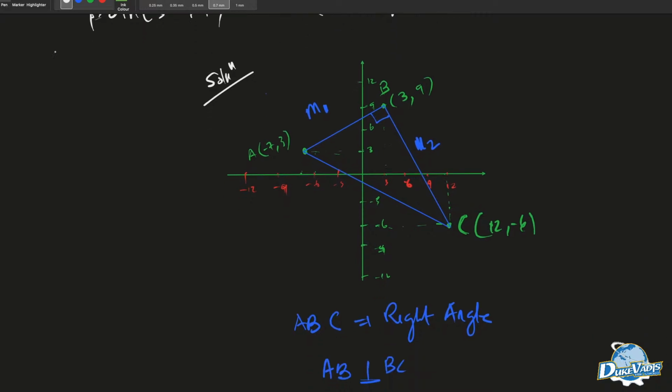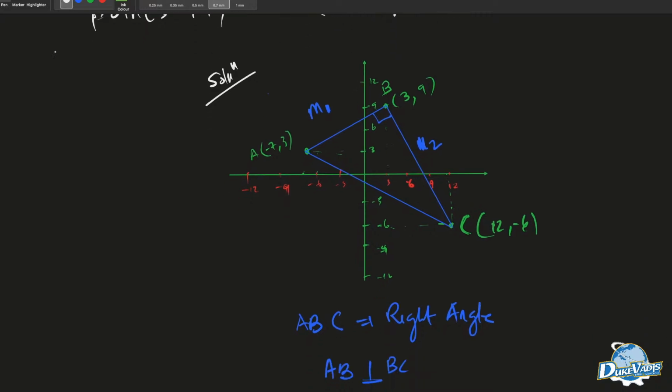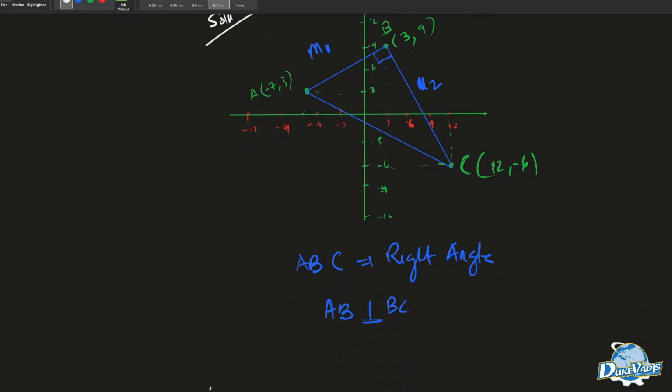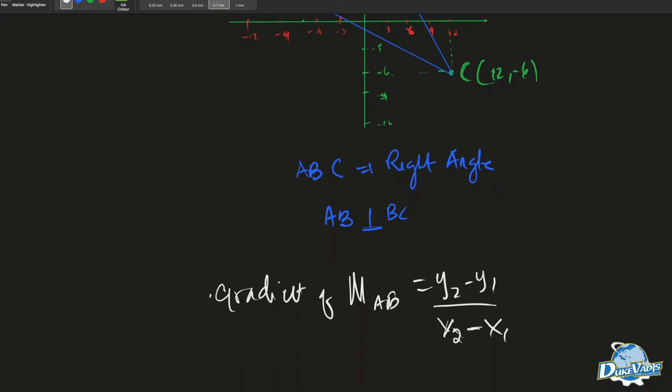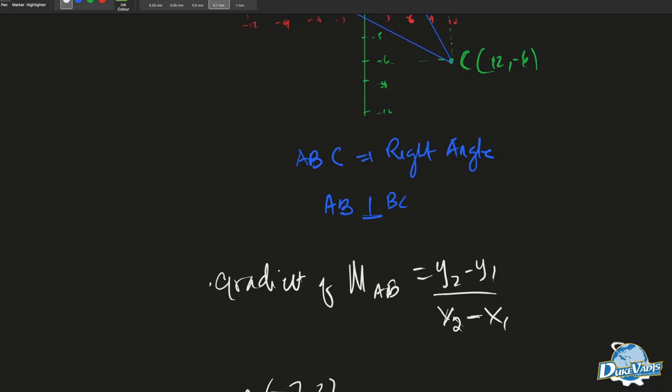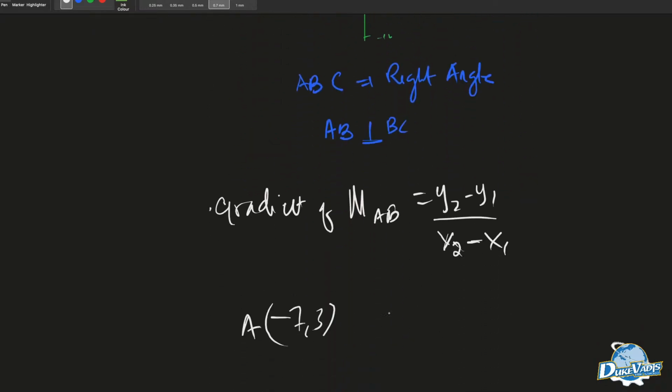So we need to find the gradient of the line AB. The gradient of the line AB is given as y2 minus y1 over x2 minus x1. We know our first coordinate is (-7, 3) for A, and B is (3, 9).